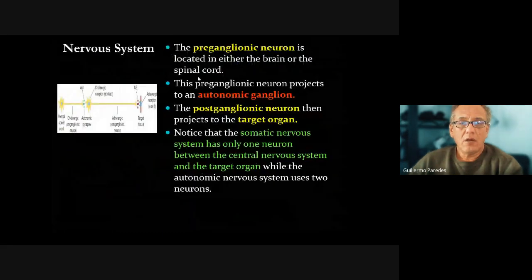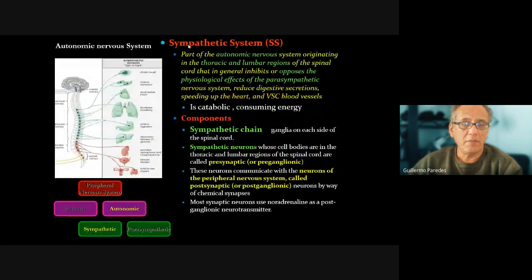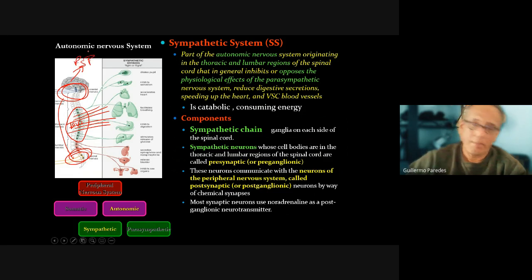All right, so forget about the preganglionic and postganglionic. I don't want you to go on that, because what I want you to know is the presynaptic and the postsynaptic. That's all. Okay? We have the sympathetic nervous system. If you see here, the sympathetic is in the center, the thoracolumbar. That is where the sympathetic is coming from. Here we have the cranial, and here the sacral. That is the parasympathetic that we are going to see in the next few moments.